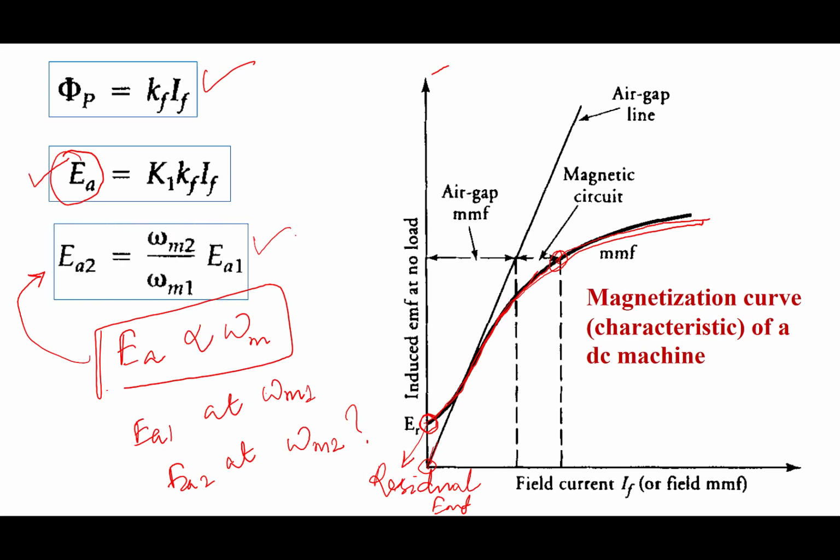But we should remember this is only applicable when the machine is operating in the linear region. If it goes beyond the linear region, into the saturation region, this relation may not hold true. And even the relation of EA directly proportional to phi p will also not hold true.